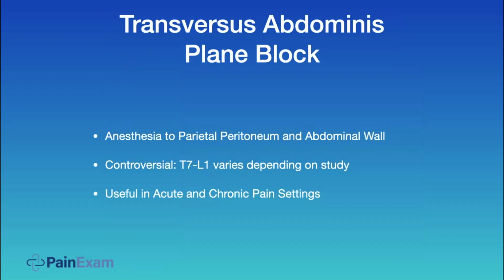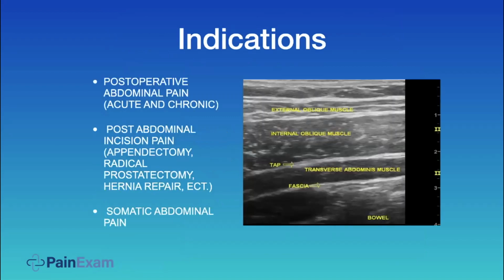The TAP block, anesthesia of the parietal peritoneum and the abdominal wall. It's controversial as to which levels exactly, but generally it's T7 to L1, and this is useful in acute and chronic pain settings. I took this from my anesthesia days and I applied this to my pain practice, and lo and behold, many patients come to me with abdominal pain.